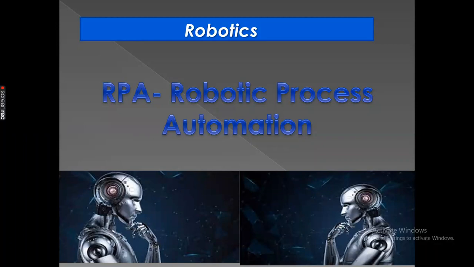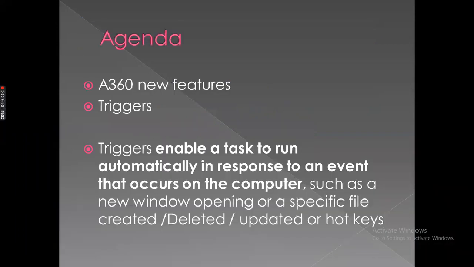I'm going to upload a series of videos on Automation Anywhere A360, new features and advanced features in A360, with the help of an example. So let's get started. Today we are going to learn triggers. In Automation Anywhere A360 we have different kinds of triggers available like email trigger, file trigger, folder trigger, service trigger, hotkeys. So we are going to learn each and every trigger with the help of examples.